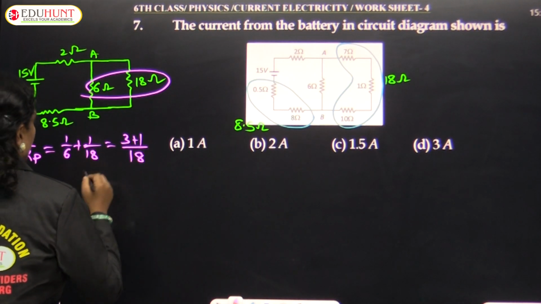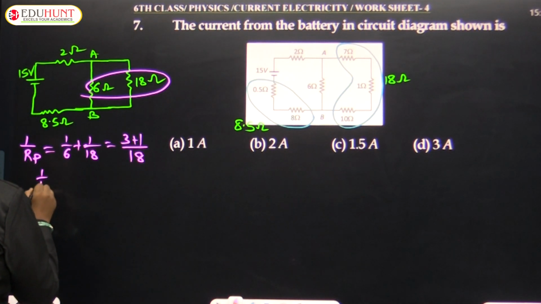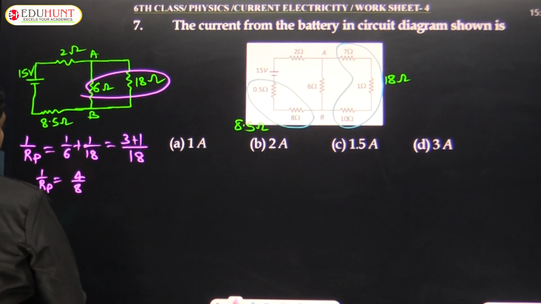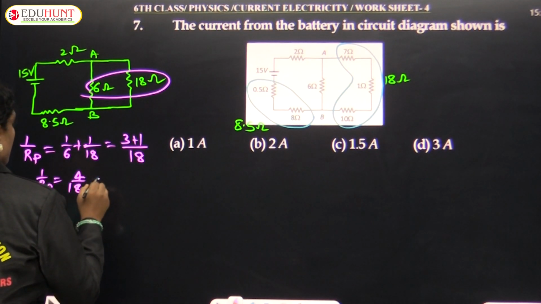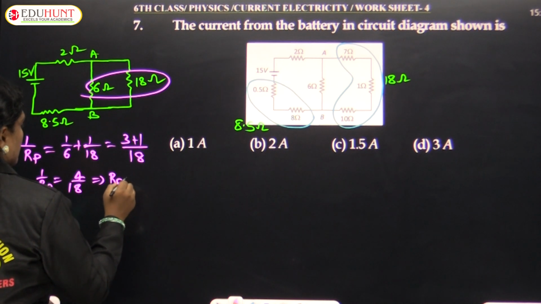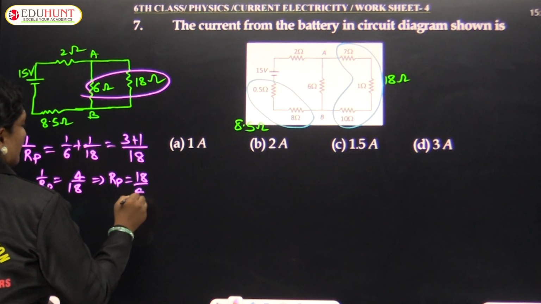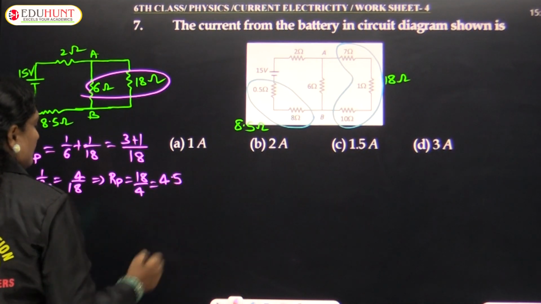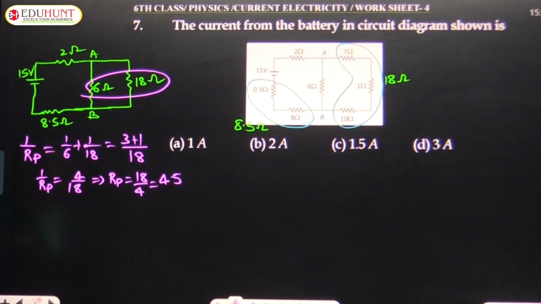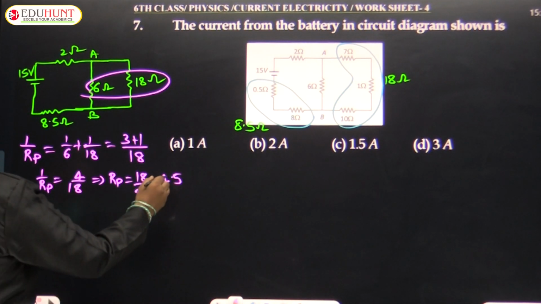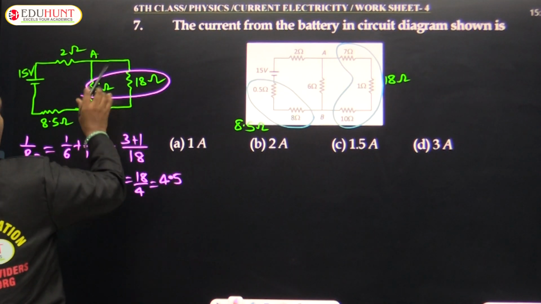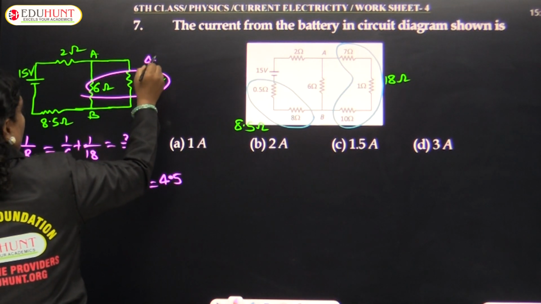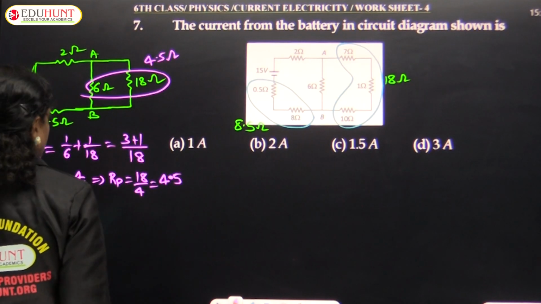So you have 4 by 18. So 1 by Rp is found to be 4 by 18, or Rp is equal to 18 by 4. This is equal to 4.5. Okay. The equivalent resistance for these two is found to be 4.5 ohms.